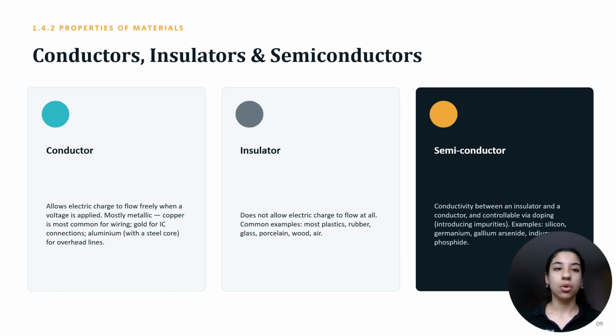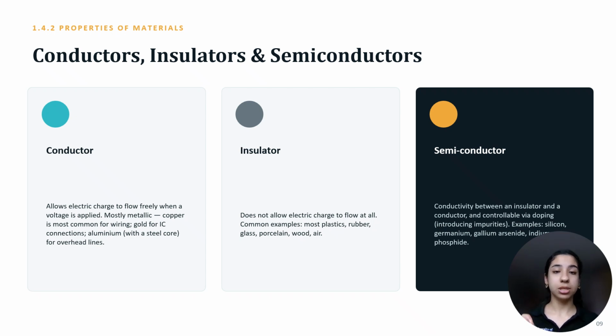Now, we have three things we have to understand: conductors, insulators, and semiconductors. Semiconductors are very cool, by the way. A conductor, as you may know, is any material that allows electric charge to flow freely, almost like there is no resistance, but obviously there would be some. Usually it's metallic, so copper is a very good conductor. You've got gold, and so many different things.